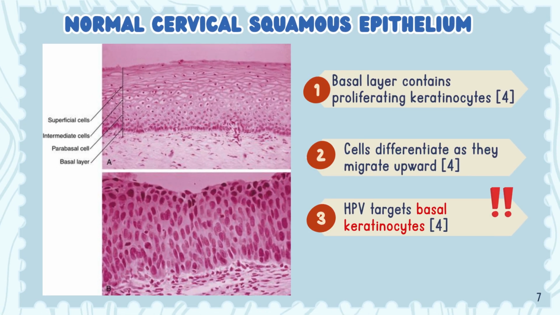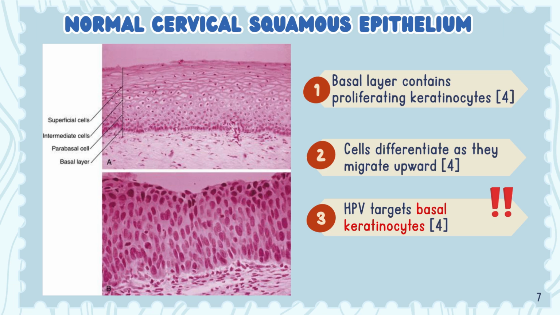Before we understand how HPV causes koilocytosis, let's first look at the normal structure of the cervical epithelium. The cervical epithelium is made up of 4 layers: the basal, parabasal, intermediate, and superficial layers. The basal layer contains keratinocytes that continuously divide to produce new cells.